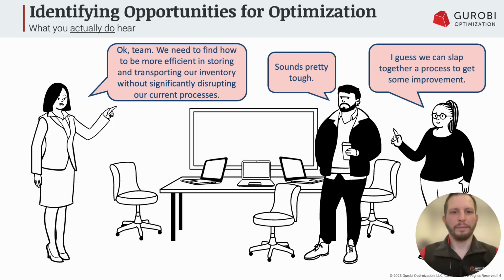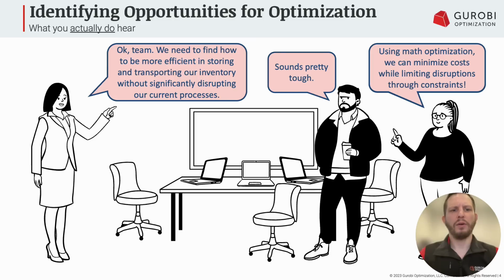But what I want you to get out of this training, and Opti 101 and all the other things that Gurobi has put together, is that you'll be able to say, hey, okay, I hear what you're saying, and I can identify these building blocks and say maybe mathematical optimization can be used to minimize our costs, and we can limit the disruptions to our current processes through constraints. And you see how more vague language can be turned into a mathematical optimization problem.